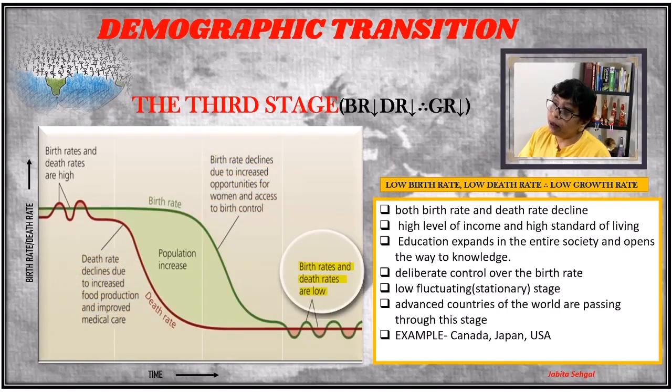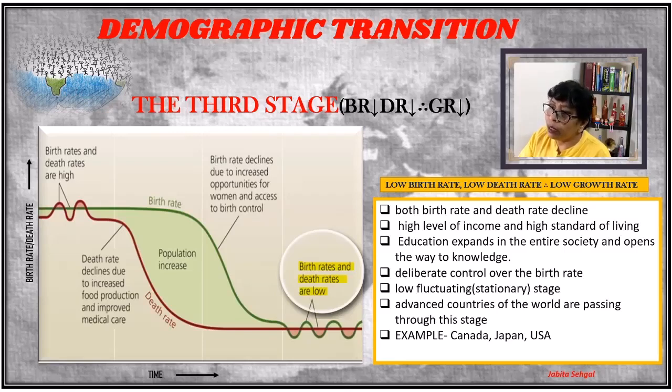Now let's see the third stage of the demographic transition. In this stage, both birth rate and death rate decline considerably. The economic growth of the country increases, leading to a high level of income. The standard of living rises, education expands in the entire society and opens the way to knowledge.